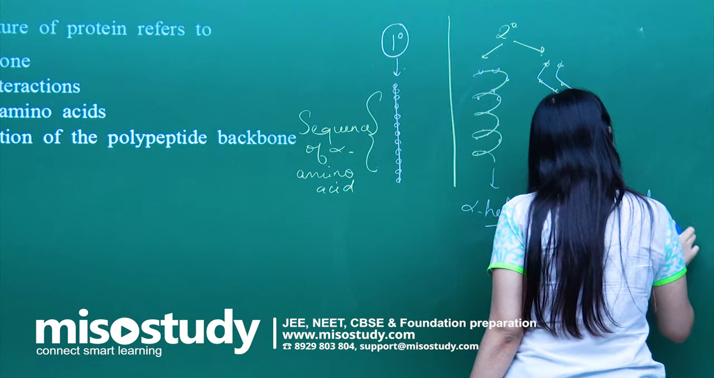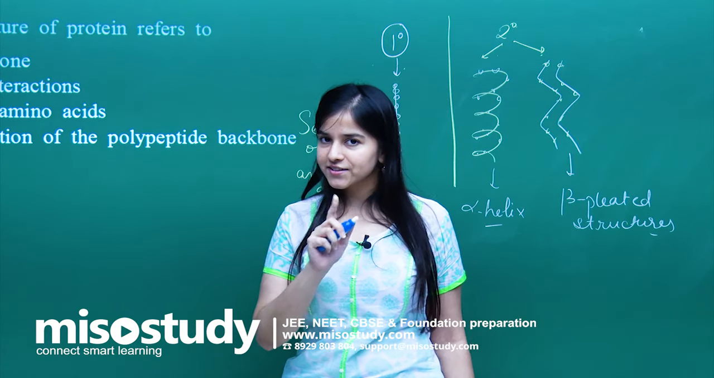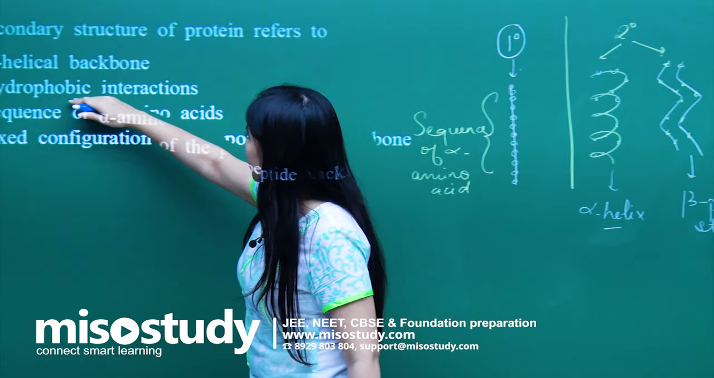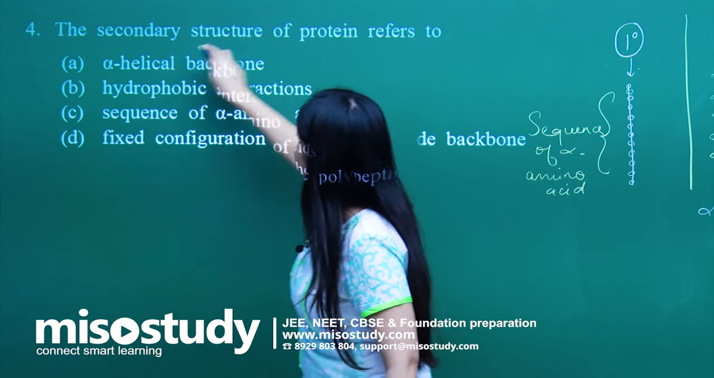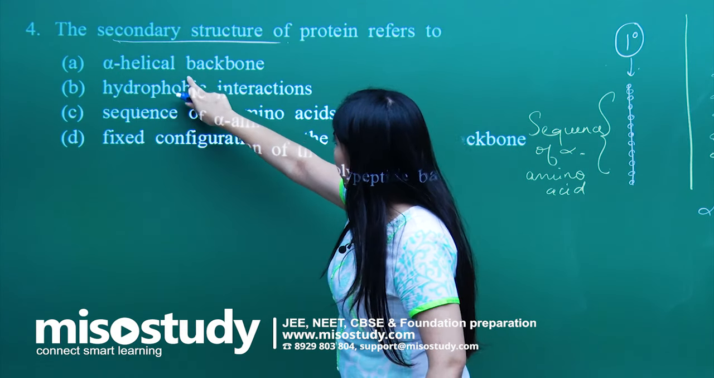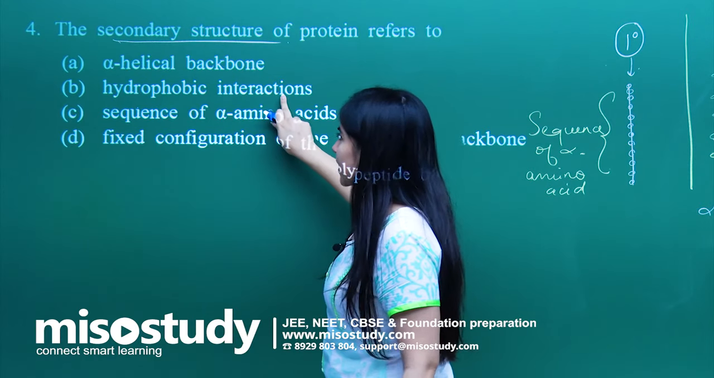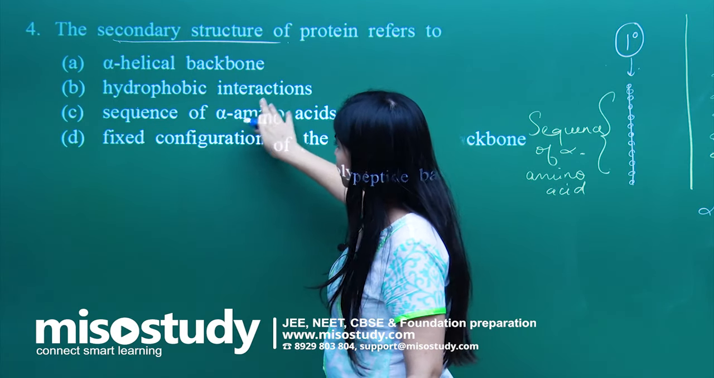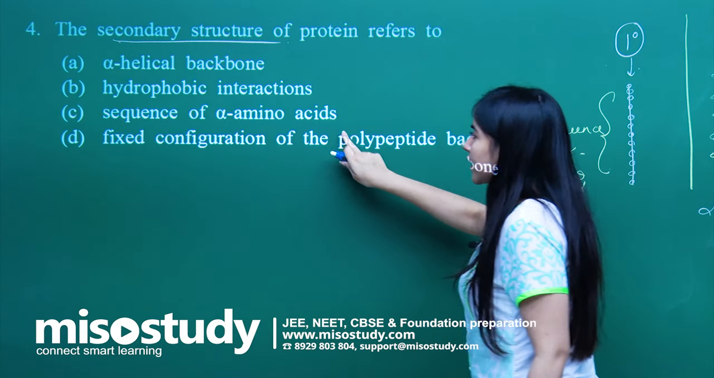So I hope everybody is able to recall the concept over here. Let us just mark out our option. So it's alpha helical backbone. They're asking about the secondary structure. So alpha helical backbone, hydrophobic interactions. It is not hydrophobic. Sequence of alpha amino acids, no.